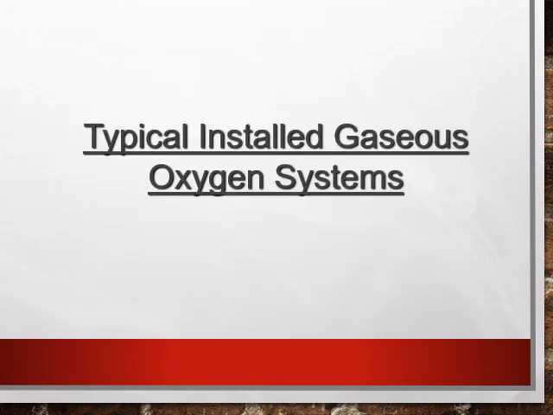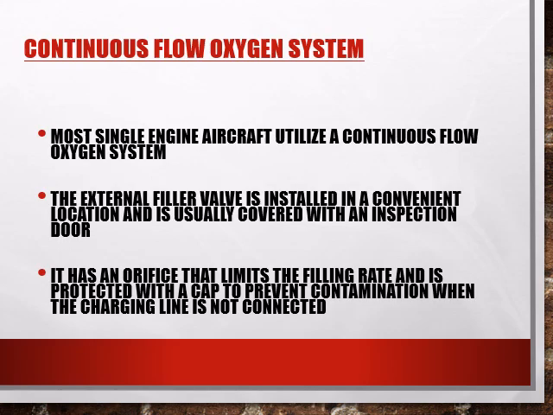If an aircraft has an installed oxygen system, it will be one of three types: the continuous flow type, diluter demand type, or pressure demand type. In most single-engine aircraft, continuous flow systems are used. They feature an external filler port with a safety cap and restrictor orifice to prevent overfilling. Simple and effective, especially for occasional high-altitude operations.